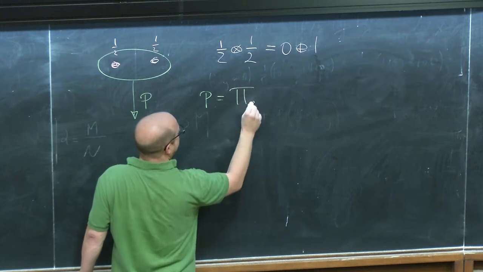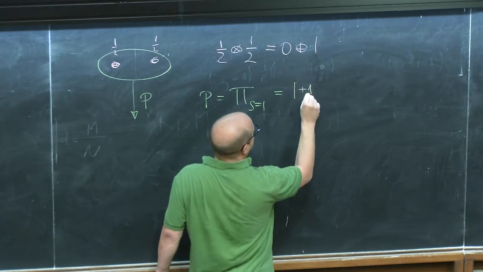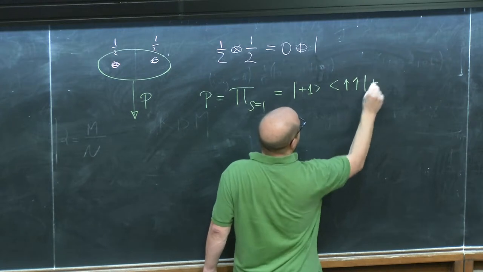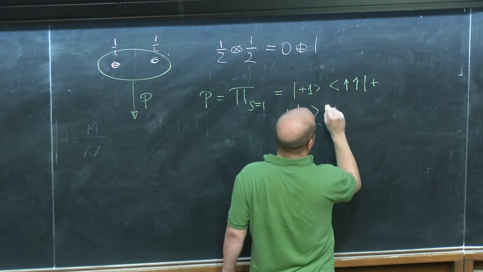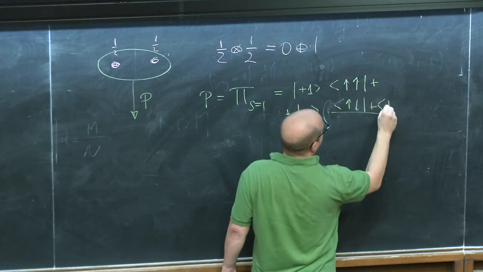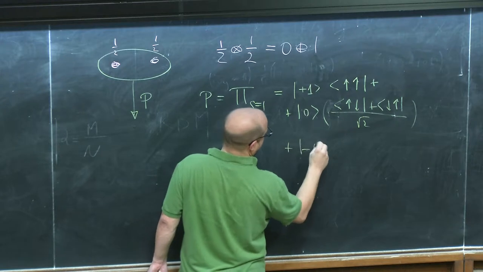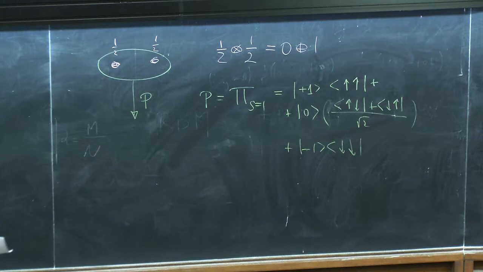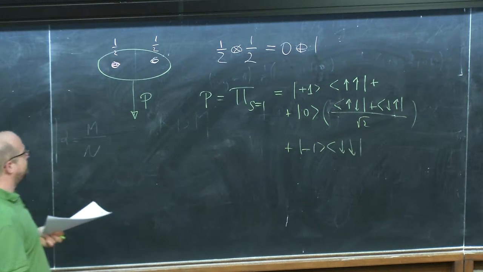So P would be the projection onto the spin being 1, which is nothing but saying the S_z equals plus 1 state corresponds to up, up. The S_z equals 0 state in the new basis corresponds to a triplet, and minus 1 to both spins pointing down, which is exactly the basis of the spin 1 state. It's all but the singlet state.